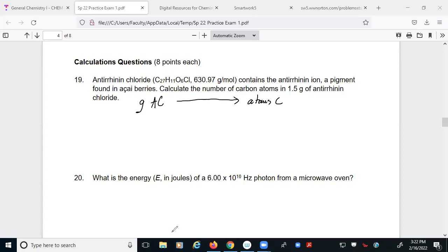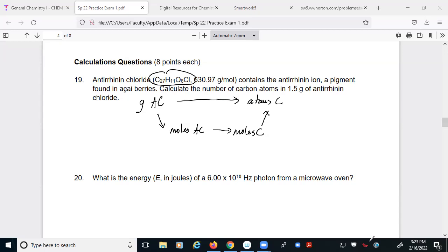Now, if you remember the mole map process that we did in chapter 2, you'll know that there's a pathway that we can go to do just that. We're going to turn this into moles. We can use the chemical formula to turn the moles of the compound into moles of carbon. And then once we know the moles of carbon, we can turn it into atoms. So we have all that at our disposal.